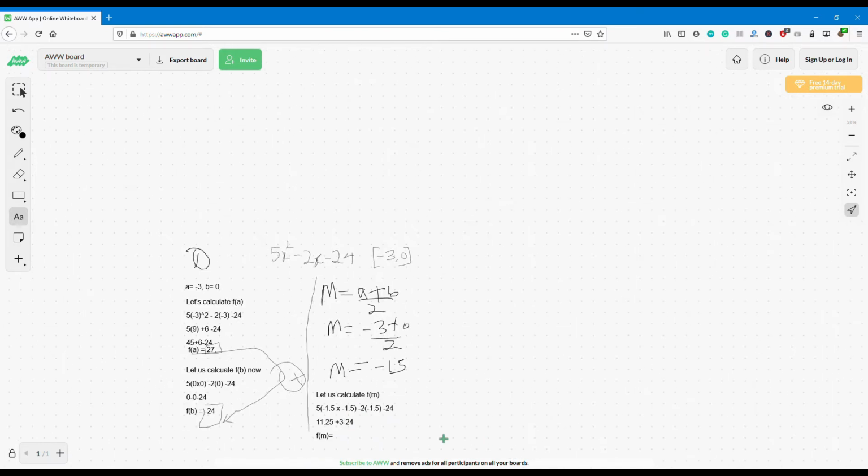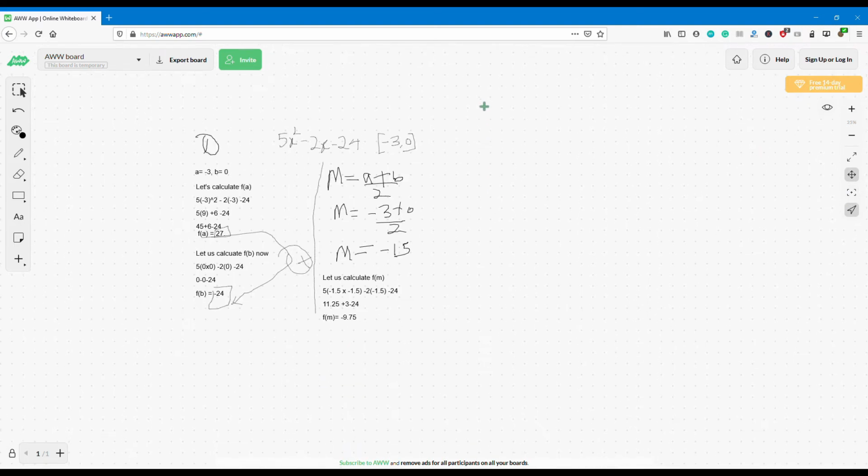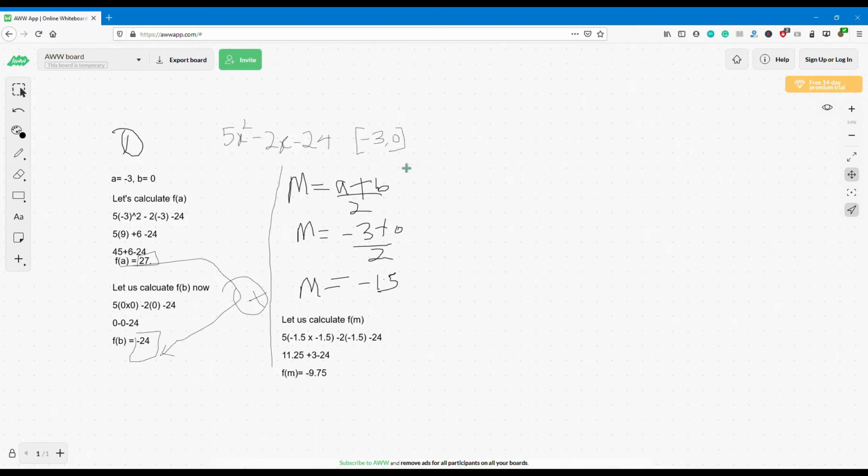11.25 plus 3 minus 24. That is going to give us minus 9.75. So straight away we can notice this and look at this very carefully. We can actually see that yes, you've gotten f of a, you've gotten f of b, you've gotten f of m.